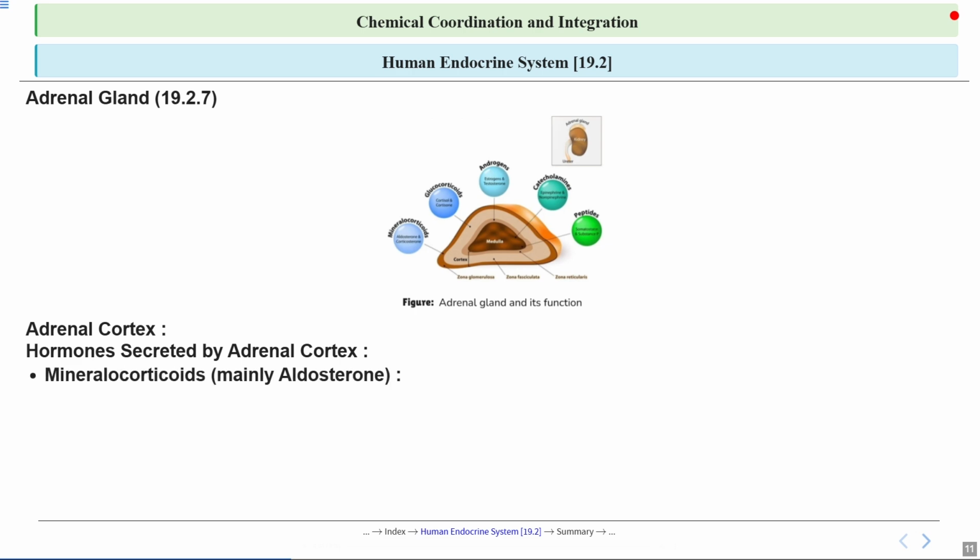Hormones secreted by adrenal cortex. First, we have mineralocorticoids, especially aldosterone. These are the hormones that help the body manage salt and water balance by increasing reabsorption of sodium ions in the kidneys, which in turn helps retain water and maintain blood pressure. So, it regulates sodium ion reabsorption here. It leads to sodium ion reabsorption. Then it controls water reabsorption.